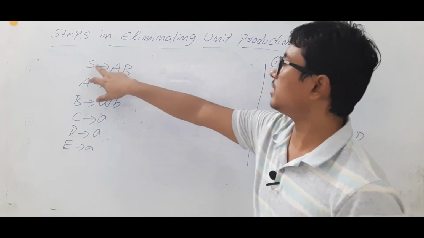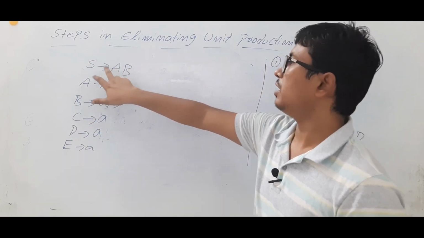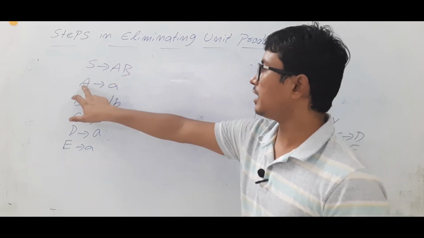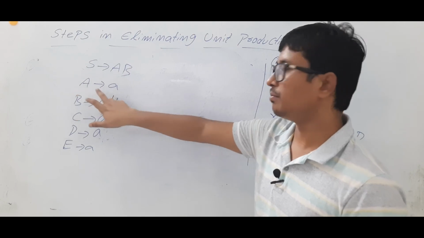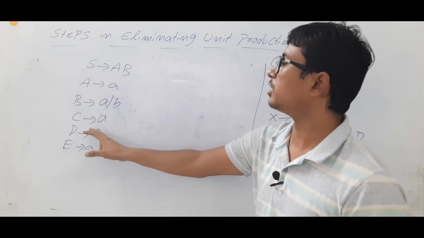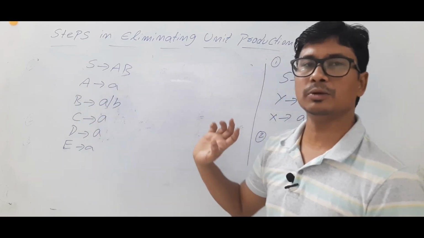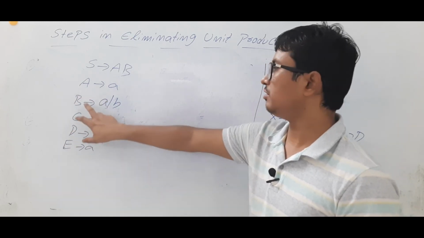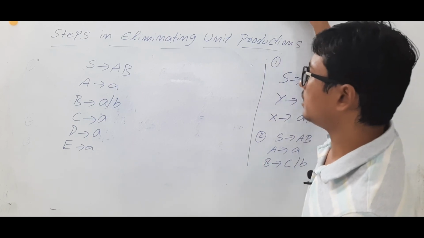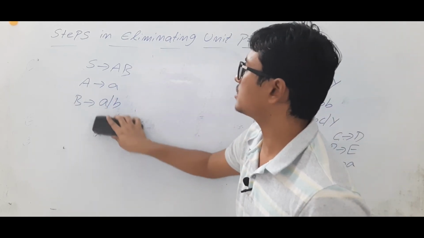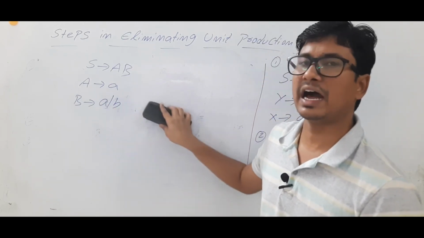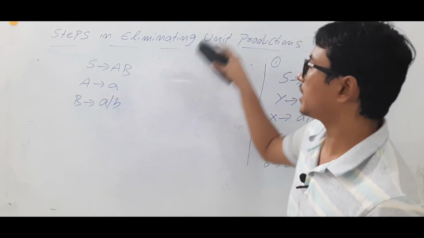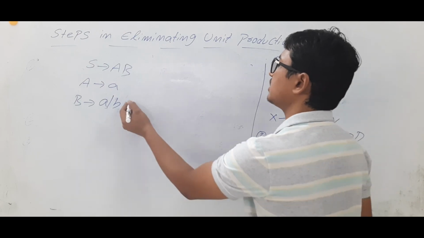So, S determines AB is there. From S, I can go to the variable A and I can go to the variable B. From A also I could not reach C. From B also I could not reach C. Similarly, from A I cannot reach D and E, and from B also I cannot reach D and E. So these we will call useless productions or unreachable productions in the grammar. So we can eliminate them if we do the simplification.